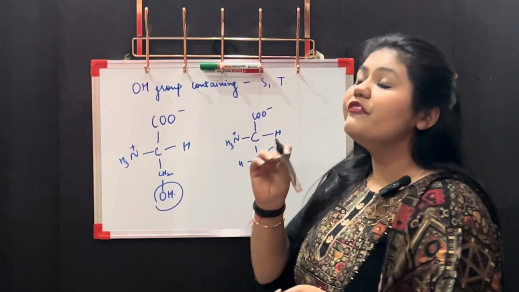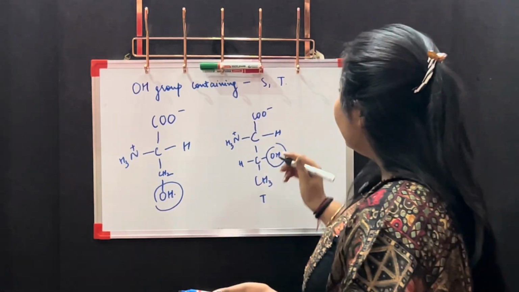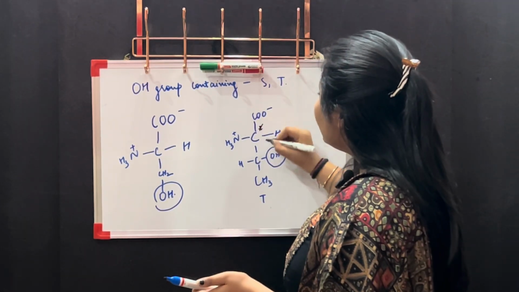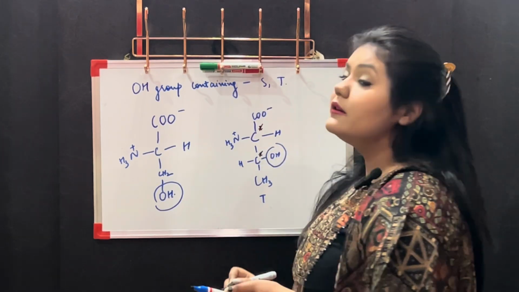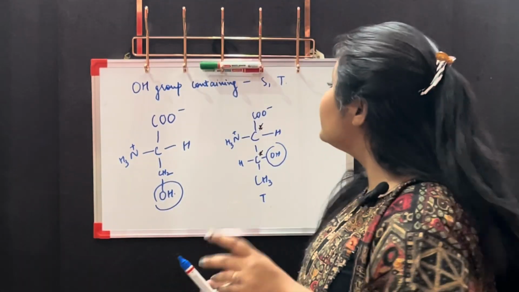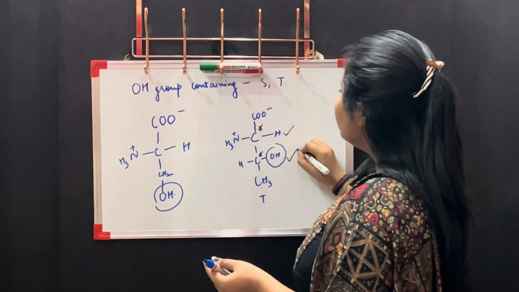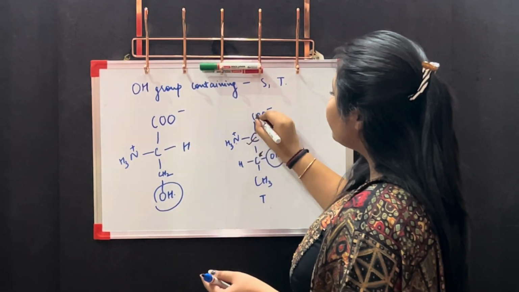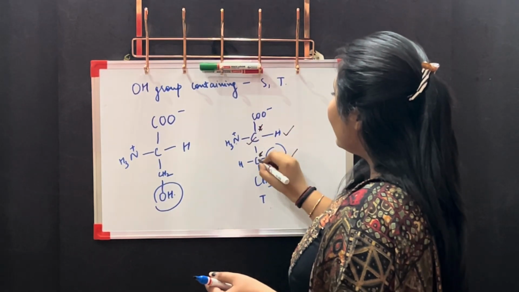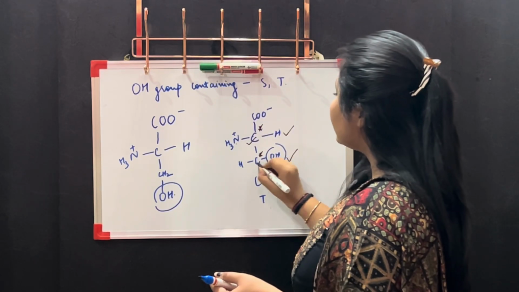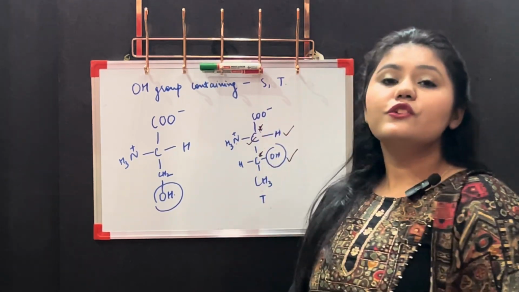Now one more very, very important thing: threonine has two chiral carbons. Threonine has two chiral carbons, so it can form diastereomers. It has two chiral carbon centers. One is this one. See, four different groups are attached to this carbon, and one is this one. Four different groups are attached to this carbon. So it can form diastereomers.